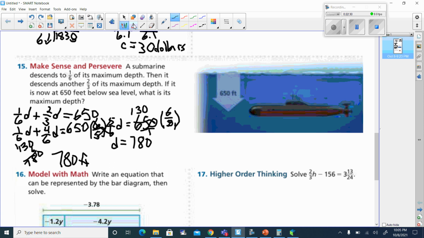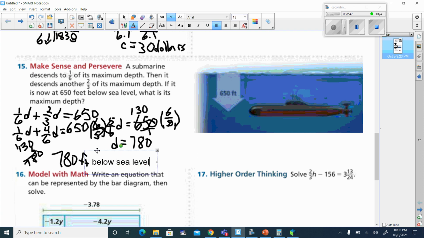Below sea level, I'm just going to type that in because I'm getting kind of messy here. 750 feet below sea level.